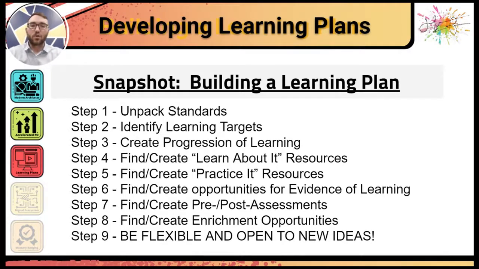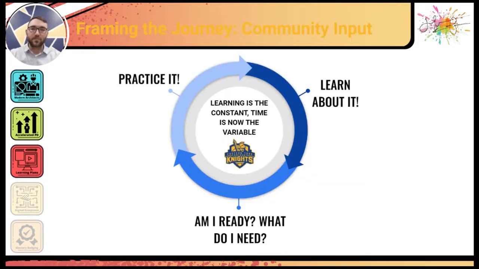Step four, find and create learn about it resources. Step five, the practice it resources. Step six, opportunities for evidence of learning. And then create pre and post assessments. These should be directly tied to your evidence of learning or your learn about it section. So it should all fit, it should all flow. And then create enrichment opportunities for those students who go above and beyond. And then also be flexible and open to new ideas. Some of the best ideas and the best way to demonstrate information or demonstrate their mastery comes from students. So being open to it is an amazing opportunity.